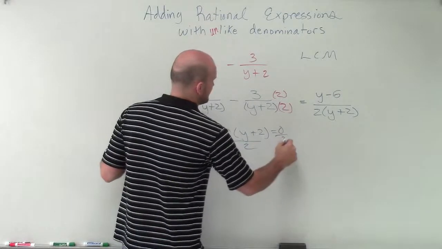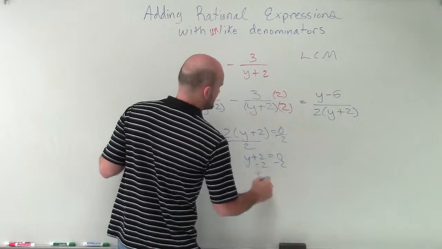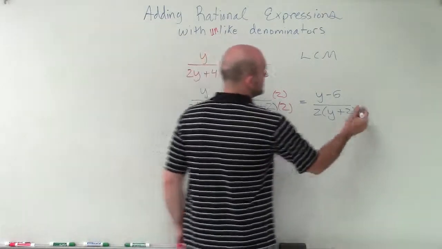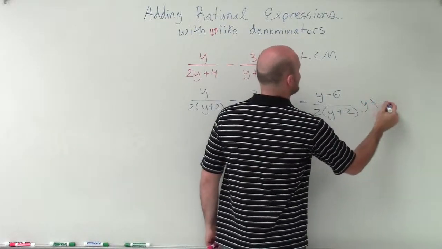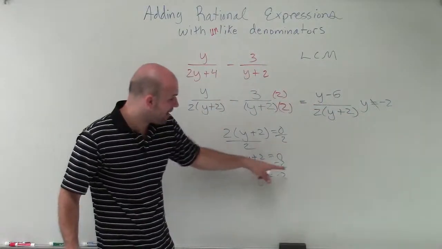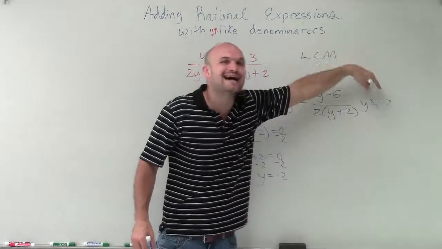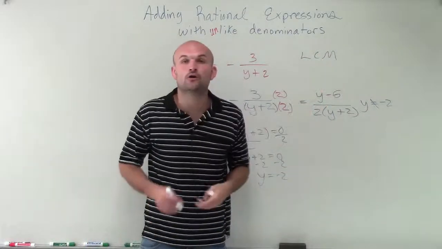So to solve that, I'll divide by 2, and I get y plus 2 equals 0. Minus 2, minus 2, y equals negative 2. So therefore, we say y cannot equal negative 2. Why? Because when y equals negative 2, our denominator equals 0. So we're going to say y cannot equal negative 2, and that will be our restriction.